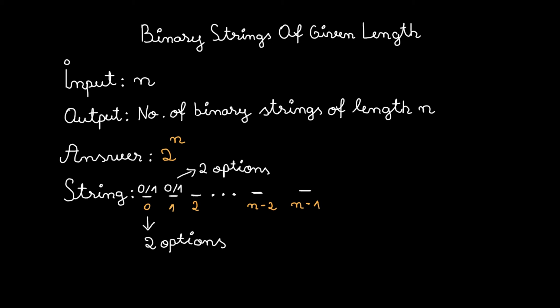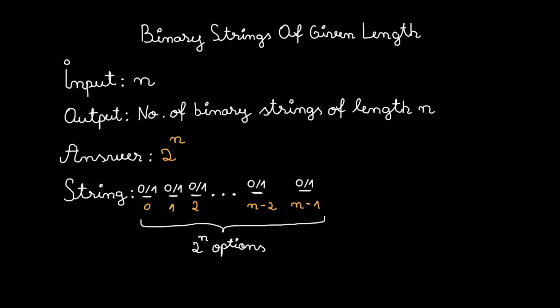So if there are two options of picking the first one and two options of picking the second one, this means there are a total of 2 cross 2 options of picking the first two characters. Following the same line of reasoning, there are 2 at power 3 different options of picking the first 3 characters, and so on and so forth, resulting in a total of 2 at power n options of picking each of the n characters. So this is where the formula came from.